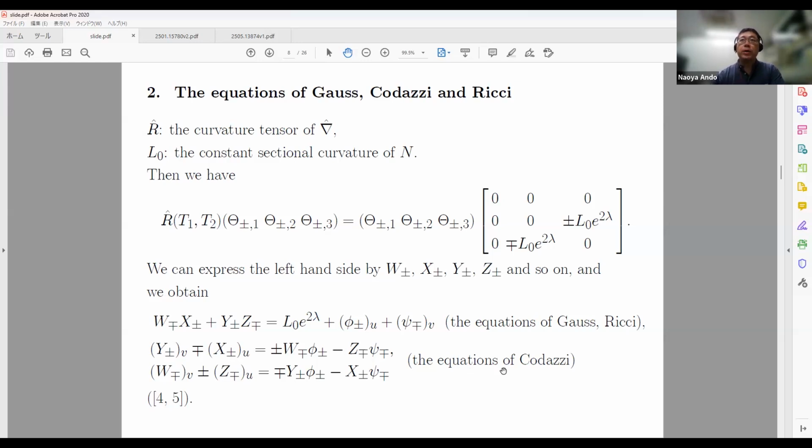Originally, the equations of Gauss, Codazzi, and Ricci are obtained by the Gauss-Weingarten equations. These equations can be rewritten into these relations directly. But in this situation, computing the left-hand side, we can also obtain these relations.